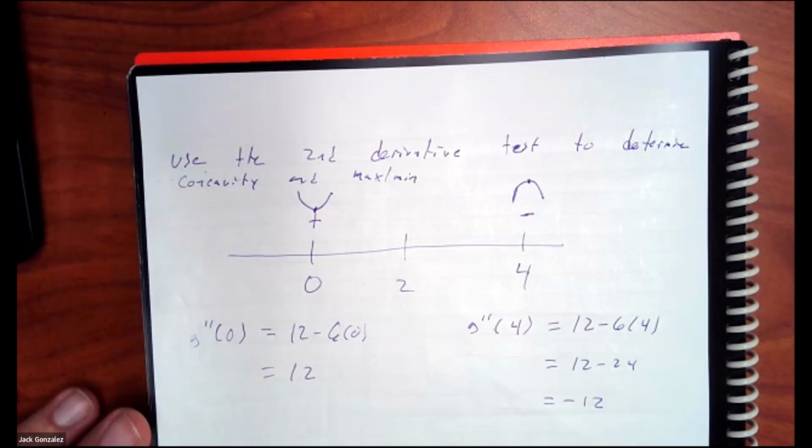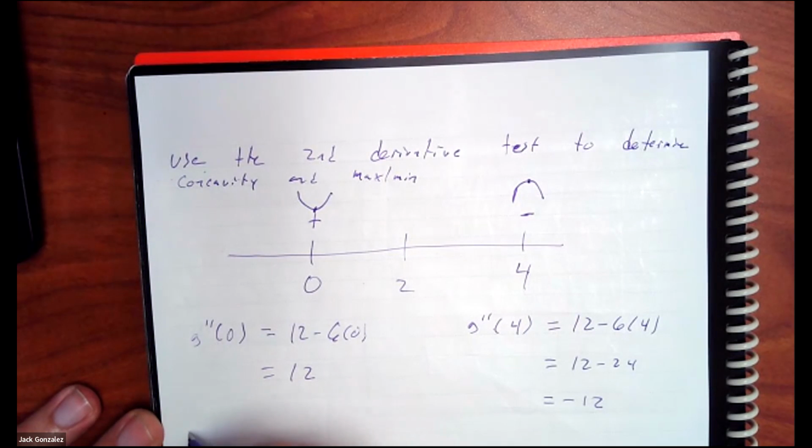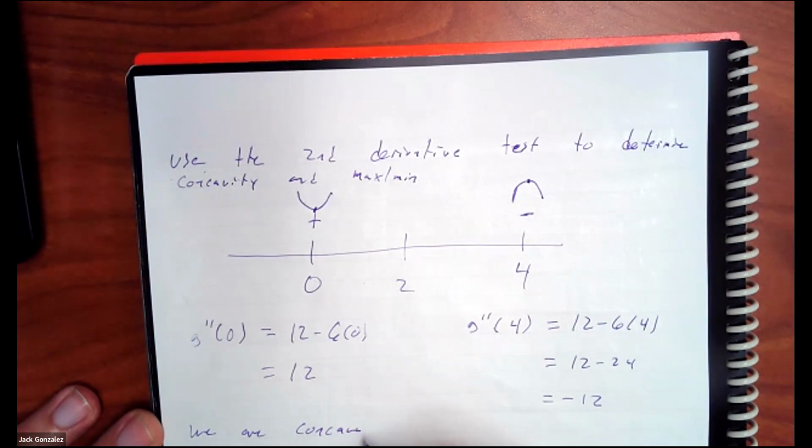But anyway, the question asked about concavity. So we are concave up from negative infinity all the way until 2. We are concave down from 2 to infinity.